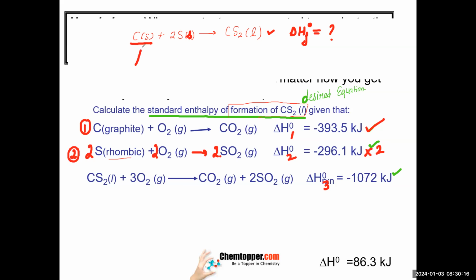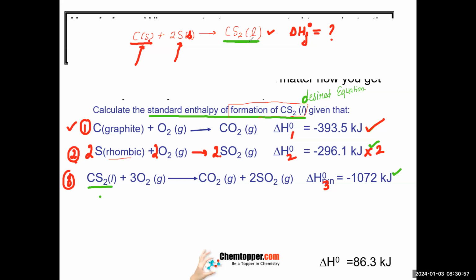I'm focusing on the reactant. I want C solid on the reactant side. Equation 1 is giving me, I'll take it as such. I want 2 sulfur, so I multiplied equation 2 by 2 so that I can get 2 sulfur on the reactant side. This delta H will also get multiplied by 2. Now I will focus on equation 3. It is going to give you this, but it is on the reactant side. I want it on the product side. So what should I do?